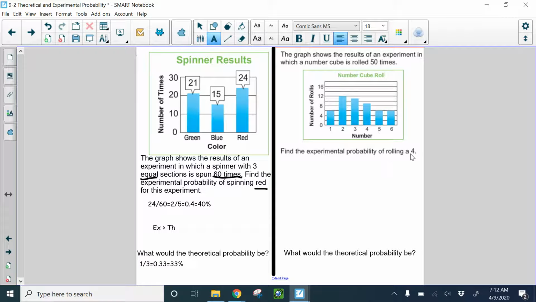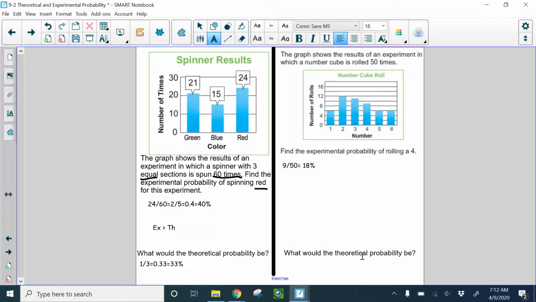So I want to find the experimental probability of rolling a 4. If I look at my graph on here, 4 goes in between the 8 and the 10 line on there. So I'm going to think that the 4 is at a 9. So I could say that my experimental probability is 9 out of 50. If I double that, that becomes 18 out of 100. So I know that this is 18%. So my probability of getting a 4 was 18%.